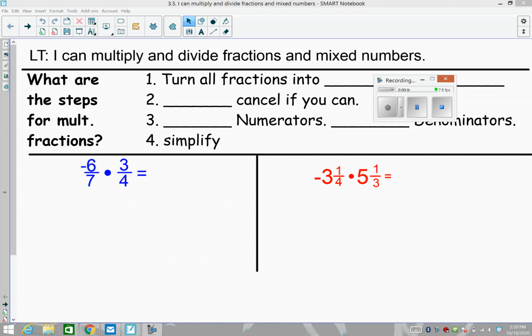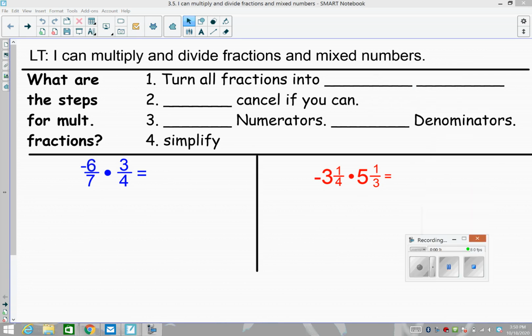Hey, math friends, our learning target today is I can multiply and divide fractions and mixed numbers. So today is about multiplying and dividing. We won't have to find a common denominator today. We only do that with addition and subtraction. Lots of kids tend to think that this is a little bit easier.